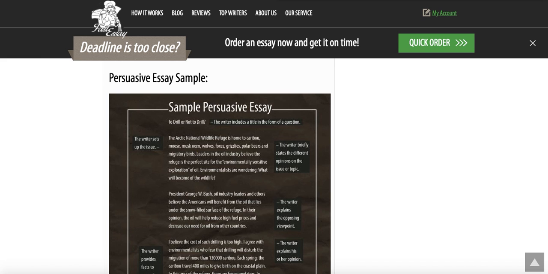Here, leaders in the oil industry believe that the refuge is the perfect site. They believe that the place where they keep the wildlife is the perfect place for environmentally sensitive exploration. So the whole main idea is the problem of people wanting to drill the land and get the pure oil.